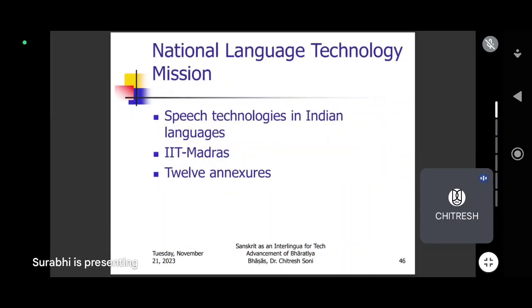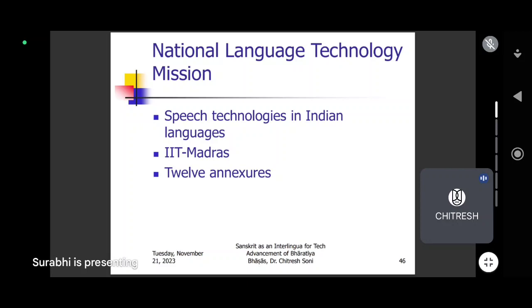Then NLTM. The first one was the National Language Translation Mission. The second one is the National Language Technology Mission at IIT Madras. They are working on speech technologies in Indian languages, and they are developing 12 annexures. I just want to read them to you. The first annexure is ASR and TTS. Second is audio visual processing. Third is voice search engine. Fourth is speaker diarization system for a multilingual setup for Indian languages. Fifth is integration and development of scalable speaker recognition technology in application.